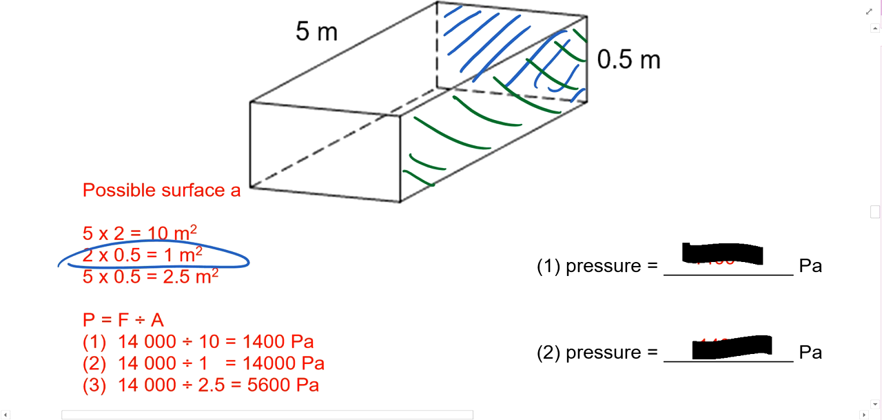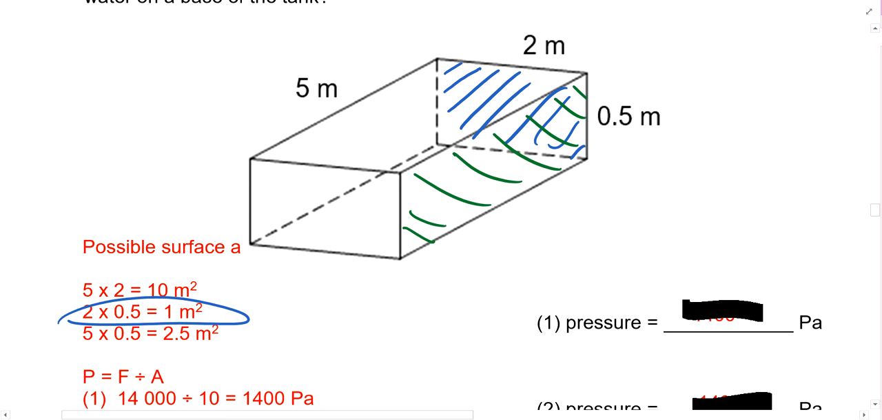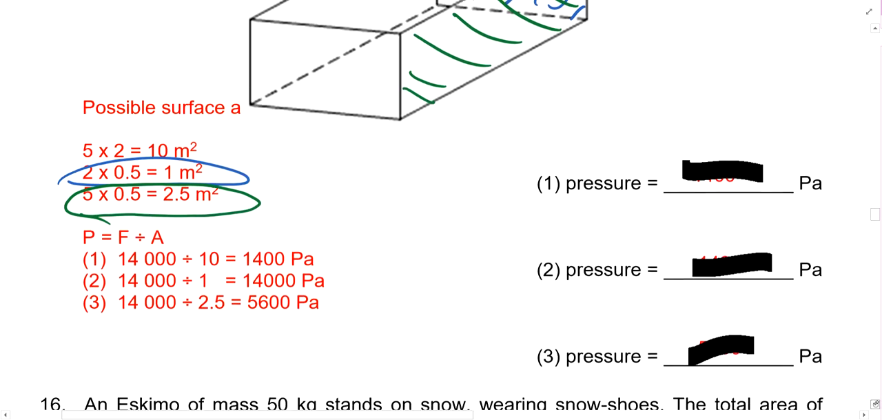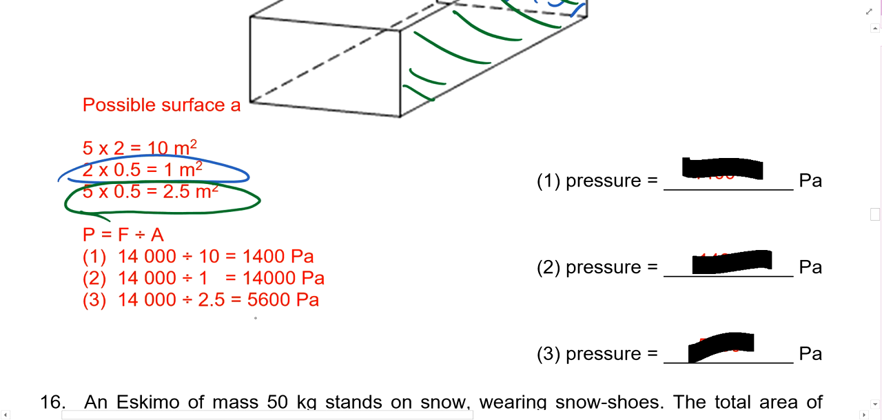And finally, the last possible area will be this in green. What is this area over here? 0.5 times 5, we get 2.5 square meters. 14,000 divided by 2.5, you get 5,600. So these are the possible pressures.